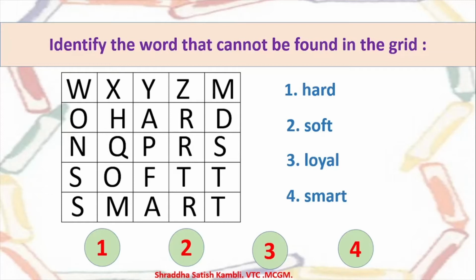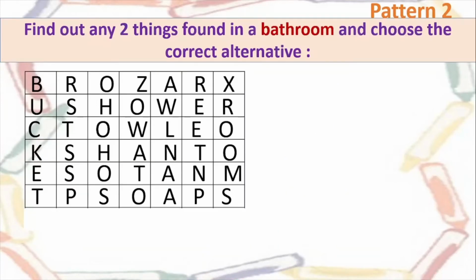Is it 1, 2, 3, or 4? Yes, it is 3, loyal. The word loyal you will not find in the grid. So where is hard? Here it is, HARD, hard. Where is soft? Here it is, SOFT, soft. And where is smart? Right below soft. Okay, so which is not there? Loyal is not there. Alright children, so these were all questions in pattern 1.